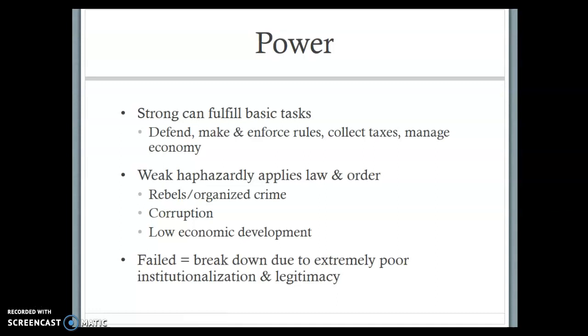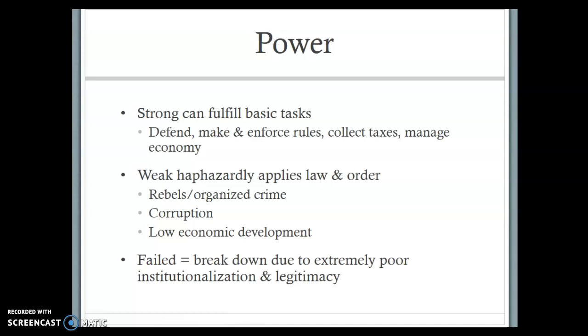On the other hand, a weak state isn't really able to do those things. It's pretty haphazard, meaning sort of random in the way it applies law and order. There are rebels in its midst and organized crime, there's corruption, there's low economic development. And of course, there's going to be a spectrum here. There are states that are somewhere along this in terms of some being much stronger, some being weaker, some in the middle. But this is kind of what you're looking for. If you're going to say a state is strong, it's like, okay, it can pretty much fulfill the functions expected of a state. A weak state cannot.